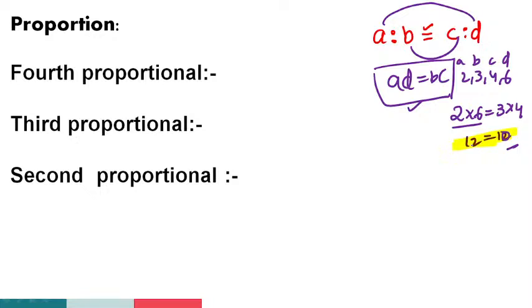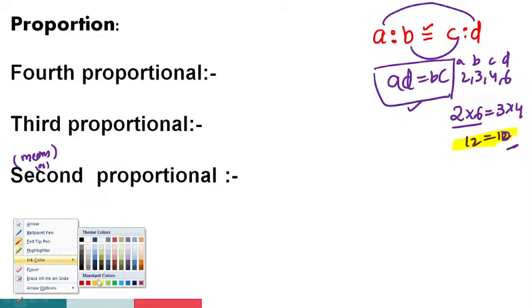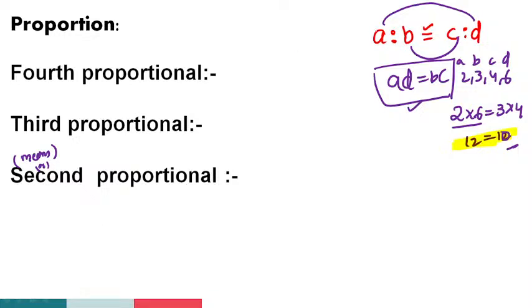Okay? Right. There are 3 formulas in proportion. Fourth proportion, third proportion and second proportion or mean proportion. It's the same meaning guys here. So second proportion or mean proportion. Okay, right. So first one guys here, fourth proportion. Fourth proportion means find out the D value. Right? So proportion formation, guys, AD is equal to BC.